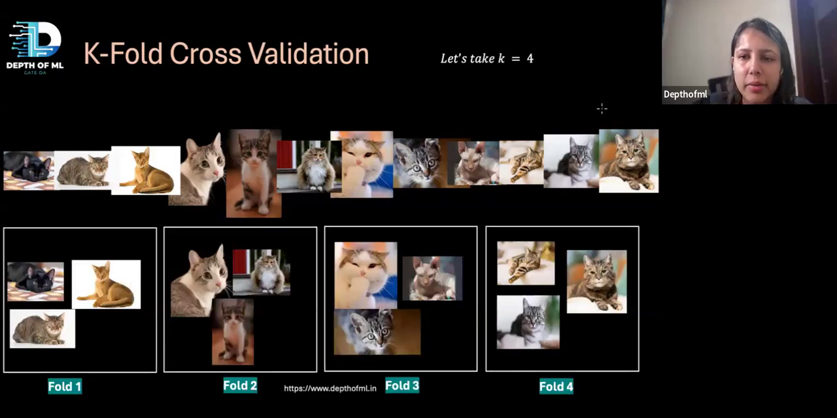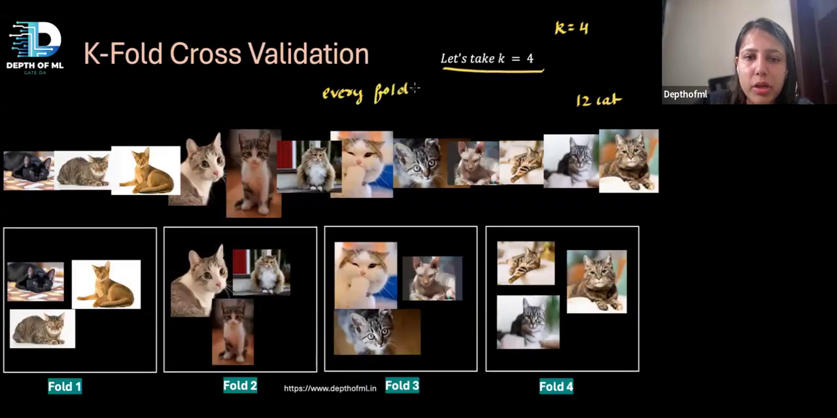There are 12 cat images over here, and I'm saying I want to take K as 4. K equal to 4 means every fold has 12 by 4, which is equal to 3 data points. So in every fold, I'll have 3 data points. This is fold 1, this is fold 2, this is fold 3, and this is fold 4.